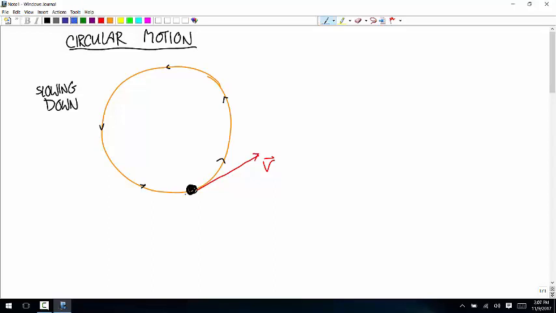Since it's slowing down, we know that the parallel part of the acceleration is that way. It's turning, and so we know that the perpendicular part of the acceleration is this way. And so the total acceleration vector is equal to the parallel part plus the perpendicular part. So we've done all that kind of stuff before.